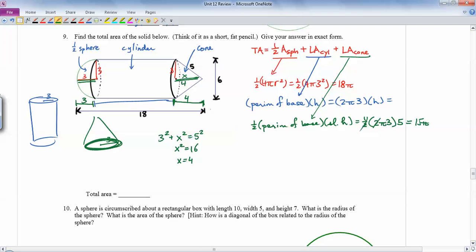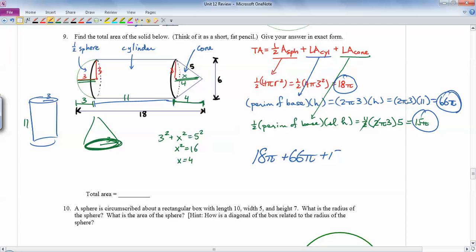Well, the whole length is 18. And if I take away 3 and I take away 4, I'm left with 11 in the middle. So if I turn that sideways, that means that the height of the cylinder is 11. So going back to the cylinder, it's 2 pi 3 times 11. So that's going to be 66 pi. So I've got 18 pi, 66 pi, and 15 pi that I need to add together. And if you put those all together, you end up with 99 pi.